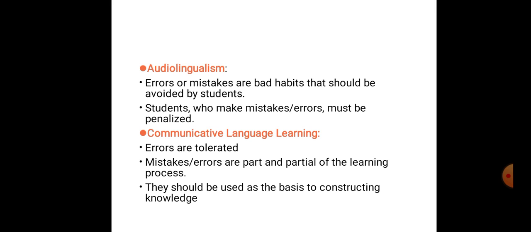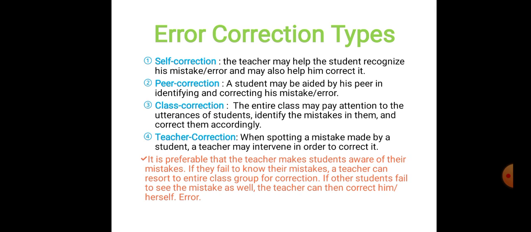So let's go to the third important thing in this presentation, error correction types. What are the error correction types? We have 4 types. The first type is self-correction. The teacher may help the student recognize his or her mistake or error and may also help him correct it. The student tries to correct himself or herself.